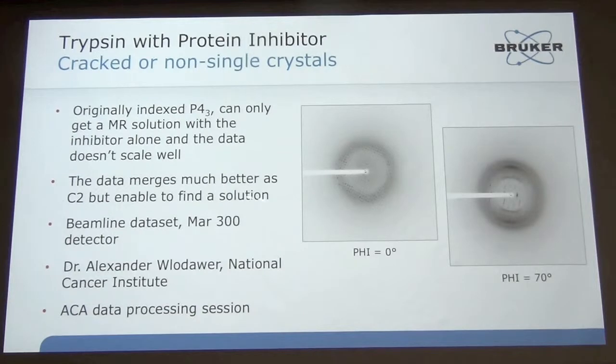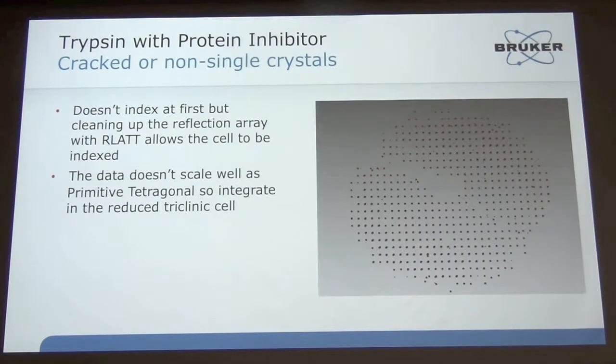They had solved it, they thought, in P43, but it doesn't scale very well as tetragonal. And they could only see the inhibitor in the molecular replacement structure, so it was kind of strange. Then they tried C2, but they couldn't get a molecular replacement solution. The data processed okay, but no solution.